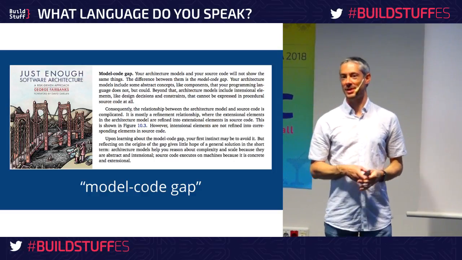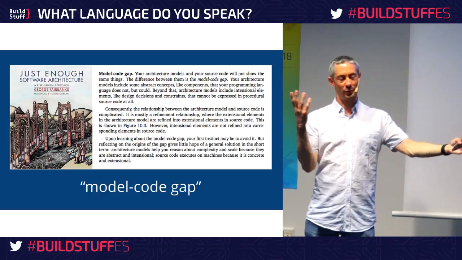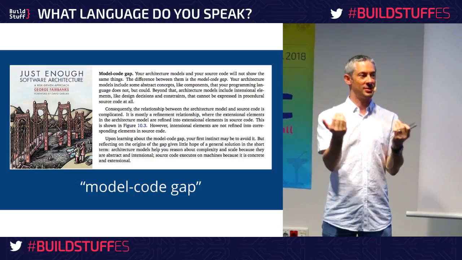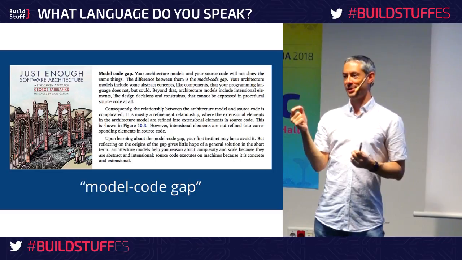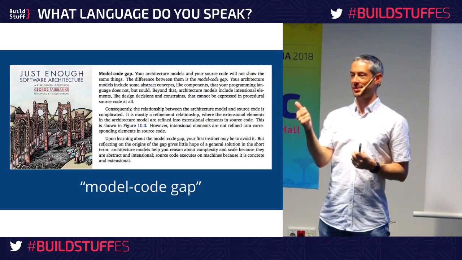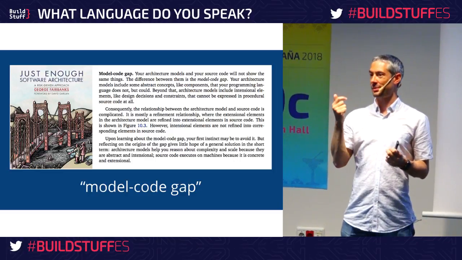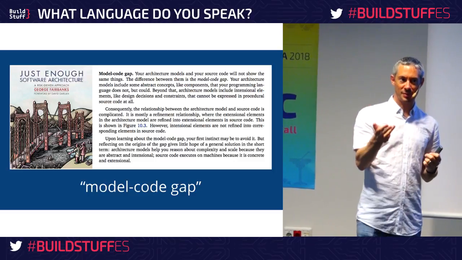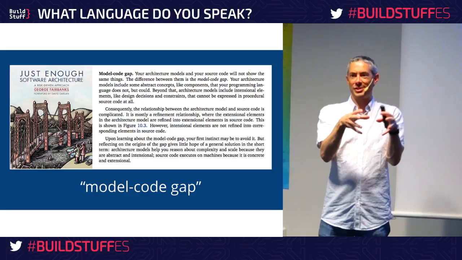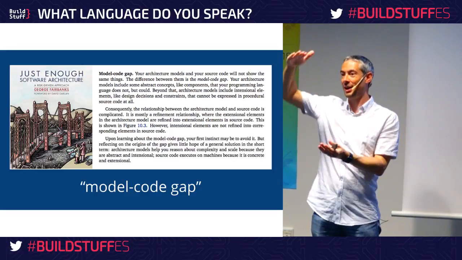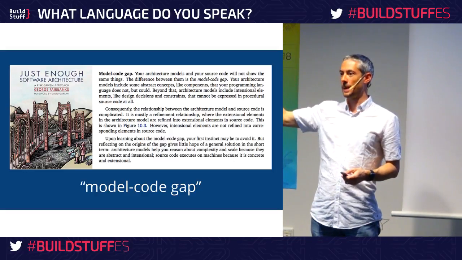The model-code gap is, imagine we are sitting around a whiteboard or a desk and we're having an architecture discussion. During that discussion, we are going to be using words like service, maybe microservice, component, subsystem, module, layer. These are architectural abstractions that we use when we're having a high-level discussion about a piece of software.